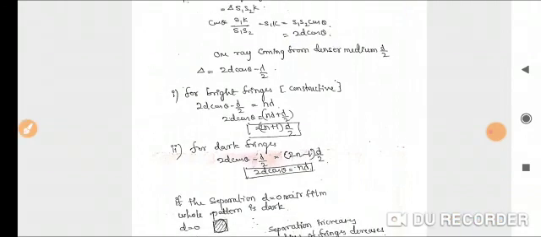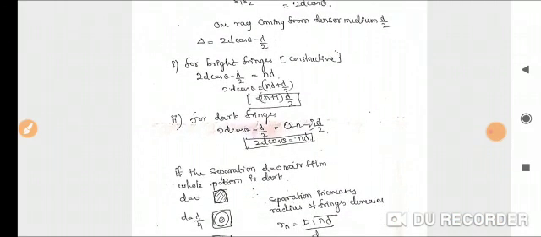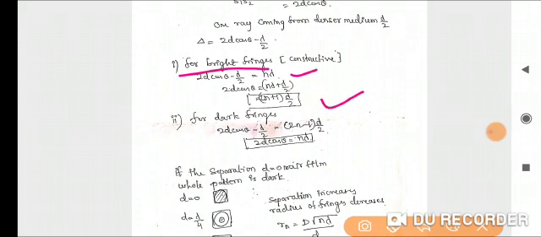Next, one ray coming from the denser medium gets lambda by 2, so we get 2D cos theta minus lambda by 2, which is the path difference. The condition for bright fringes, constructive: 2D cos theta minus lambda by 2 is equal to n lambda. Then we get 2D cos theta is equal to n lambda plus lambda by 2, which we can write as (2n plus 1) lambda by 2.